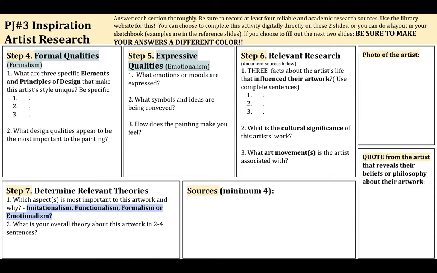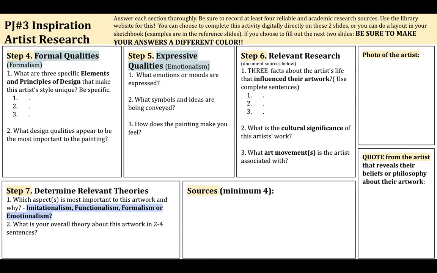The next one is the cultural significance. So what impact did this artist have on the culture and society around them in that time? So for Romare Bearden, that would have been early to mid 1900s. Okay, so you got to think about everything that was going on in the world in that time. So you've got to draw from your knowledge of your history classes too. Read about the artist, read when they were alive, and then the last part is what art movement is the artist associated with, if any.